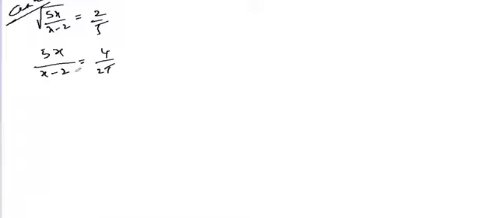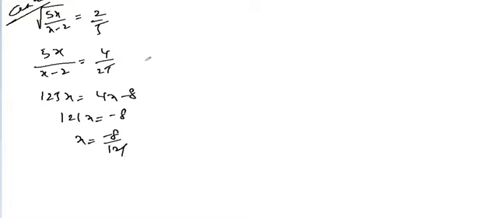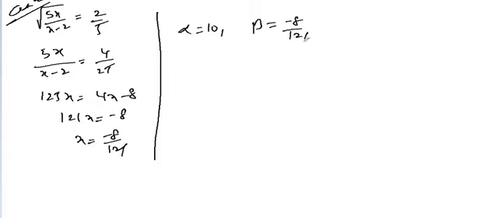Under the root, case 2: 5x/(x − 2) is equal to 2/5. Squaring on both sides, 5x/(x − 2) is equal to 4/25. Taking cross multiplication, 125x is equal to 4x − 8. So 121x is equal to −8, therefore x is equal to −8/121. Here the first value α is taken as 10 and β is taken as −8/121 because α is greater than β.